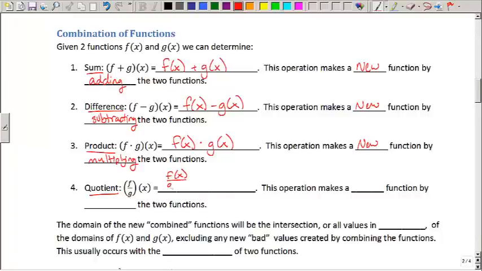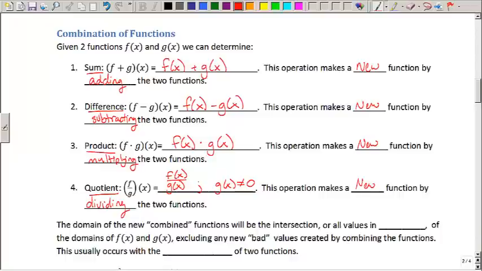And lastly, for the quotient, f divided by g of x can be found by taking f of x and dividing by g of x, given that g of x is not equal to 0. Because if g of x is equal to 0, then that would make this whole thing undefined. Again, this makes a new operation by dividing two of the original functions.